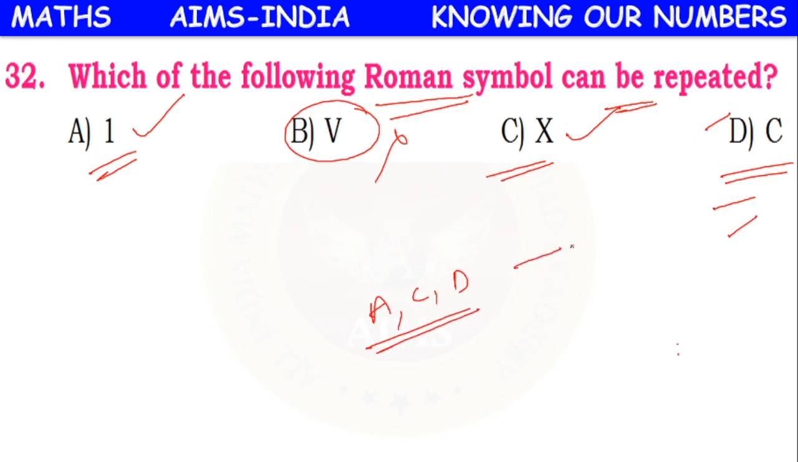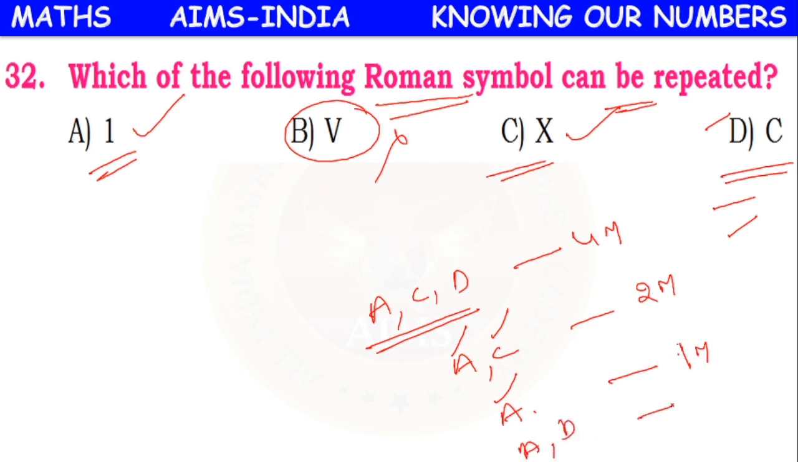If you choose three answers, you will get 4 marks. If you write only A and C, two correct answers, 2 marks. If you choose only A, only one correct option, 1 mark. If you choose A and D, D is a wrong option, so you will get 0 marks. Like this you will get marks for multi-correct answer type questions.